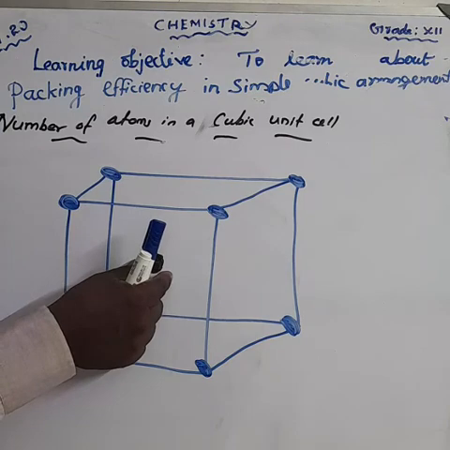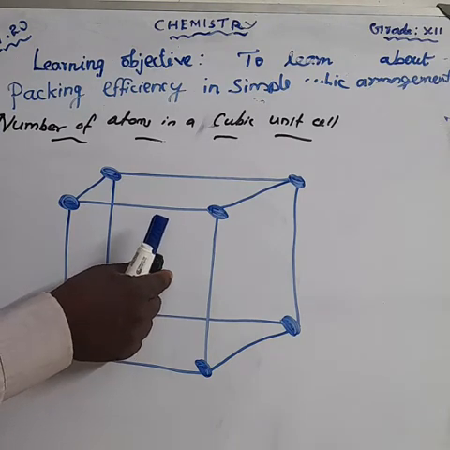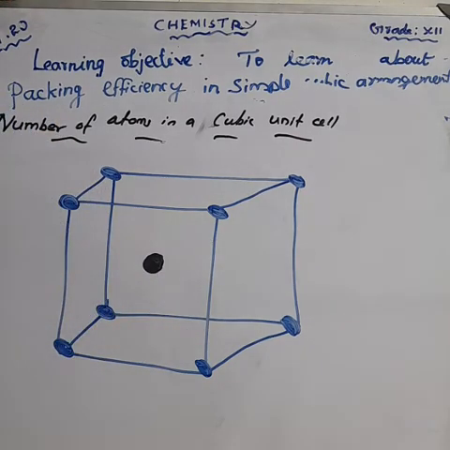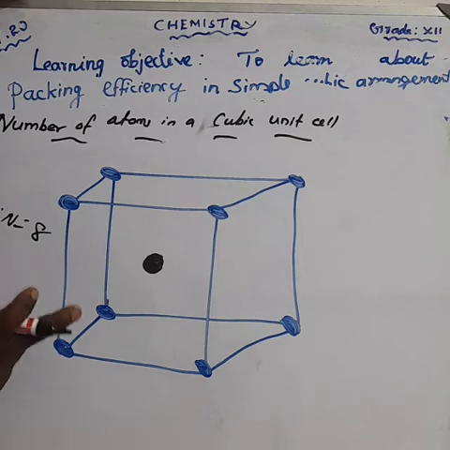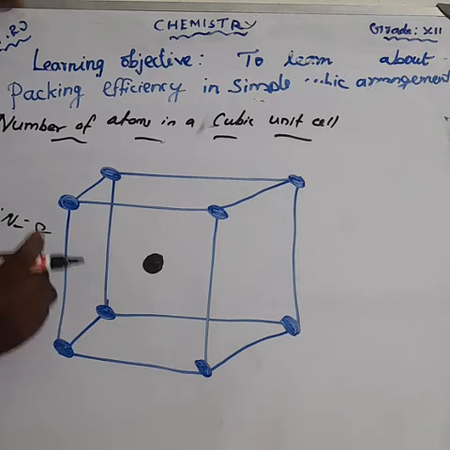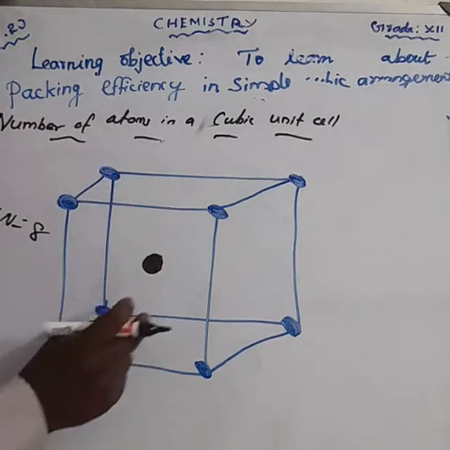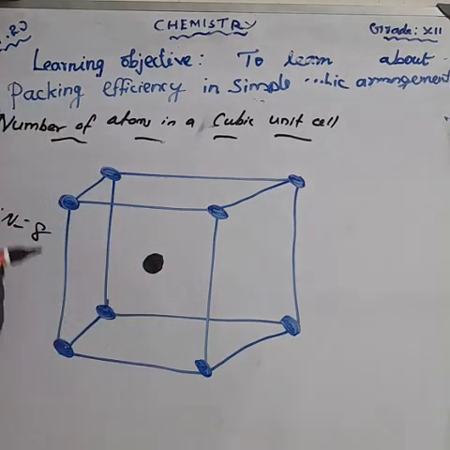Each atom is surrounded by 8 nearest neighbors, and the coordination number is 8. What is the coordination number? The coordination number is equal to 8. Don't forget that for the body-centered cubic, BCC arrangement, each atom is surrounded by 8 nearest neighboring atoms and the coordination number is 8. Clear?